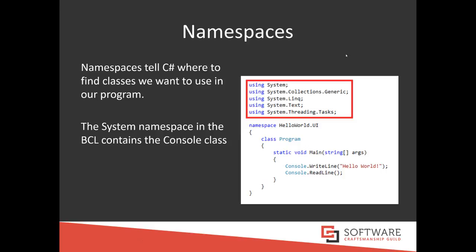There are thousands of classes in the .NET framework, and the way that C# knows where to look for them is by putting a using statement at the top. Think of a namespace as like a path in a file system. So using System.Collections.Generic means make available all the classes from that path.